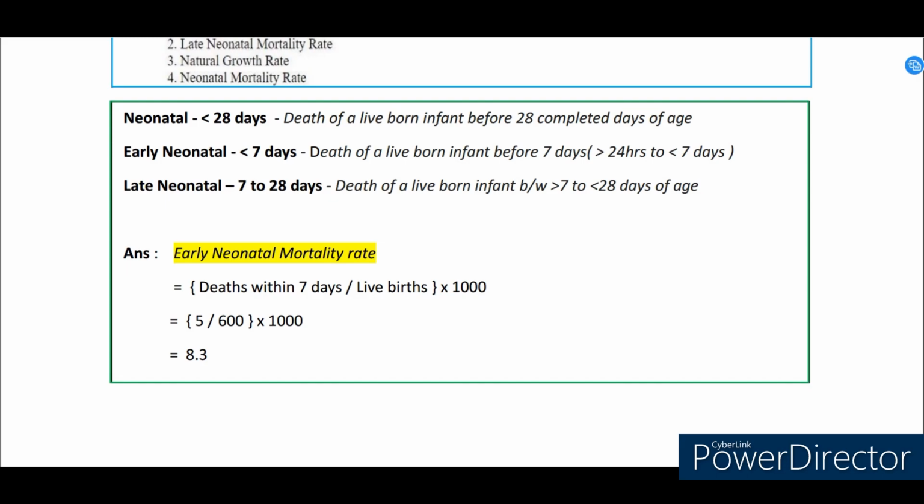Always remember, when it is neonatal mortality rate or IMR or MMR, the denominator should be live births. Okay, don't get confused with the population. So by solving this, deaths given was 5 divided by total live births 600 multiplied by 1000. So the answer is around 8.3.